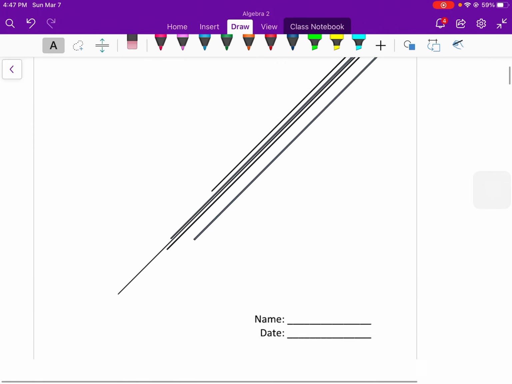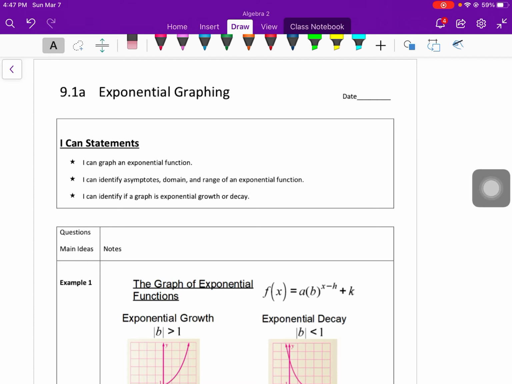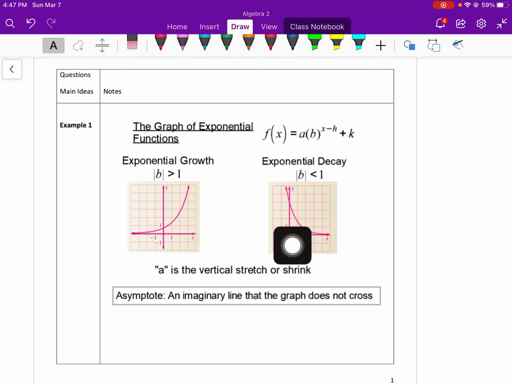So, 9.1a will be Exponential Graphing. And the I-CAN statements are: we can graph exponential functions, identify asymptotes, domain, and range, and then identify if it's exponential growth or decay here.